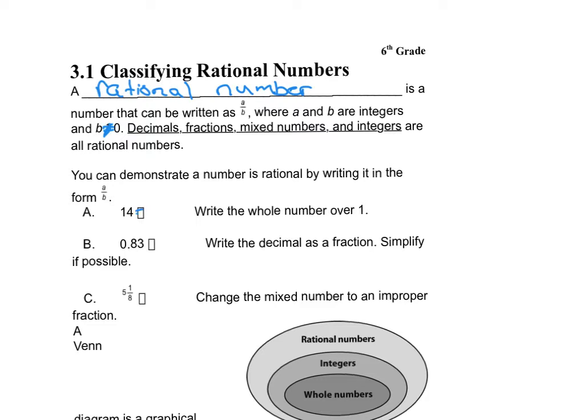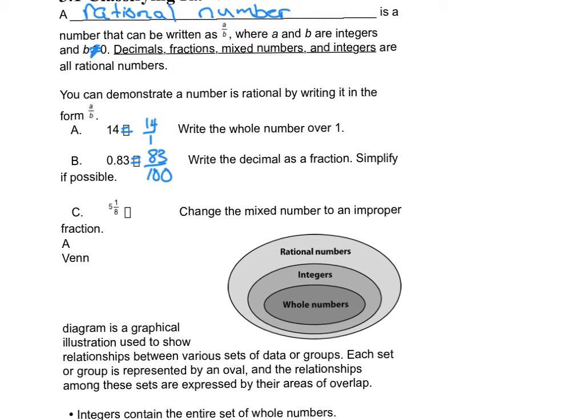So 14 equals 14 over 1. That's a fraction, right? Any whole number can be written over 1. 83 hundredths can be written as 83 over 100. I can write my decimal as a fraction. I have a mixed number now, so I can just change it to an improper fraction. 5 1/8 would become 41/8.